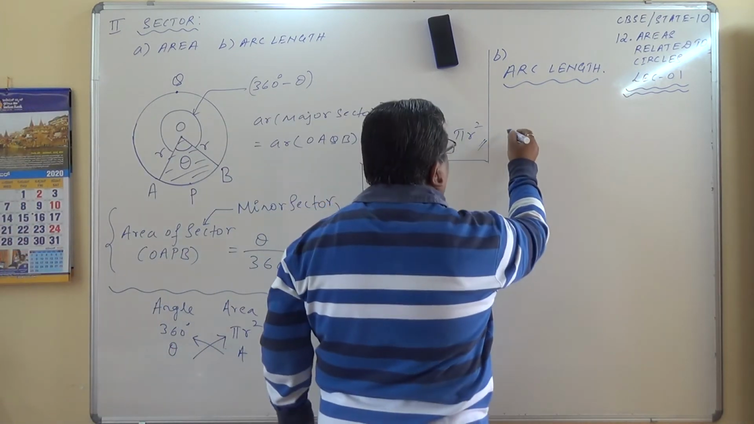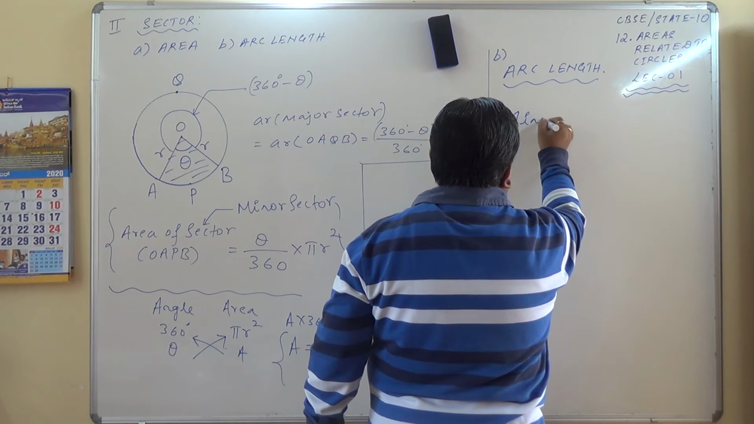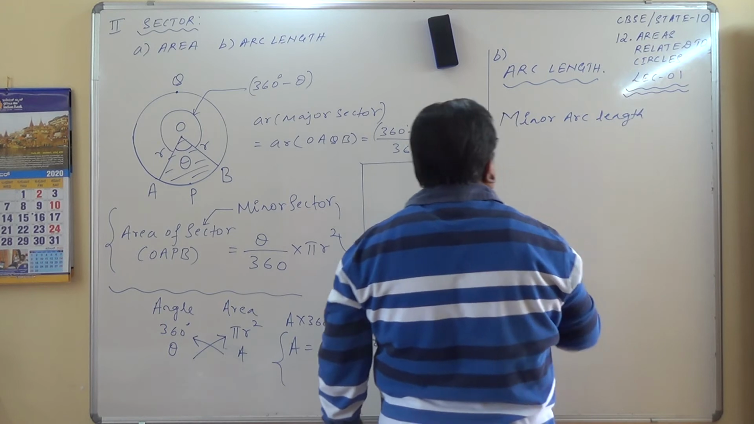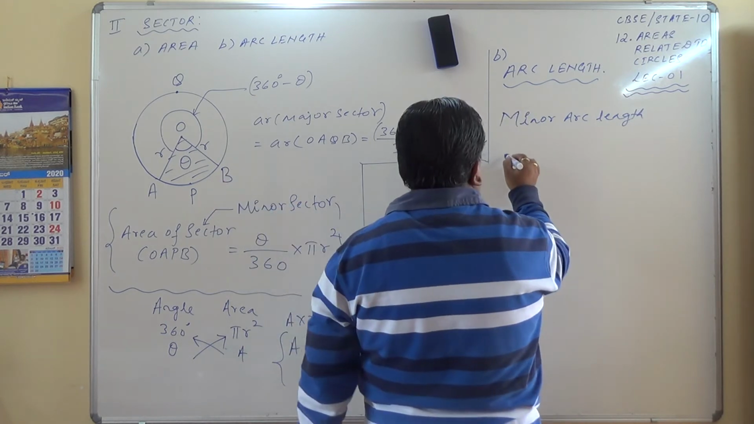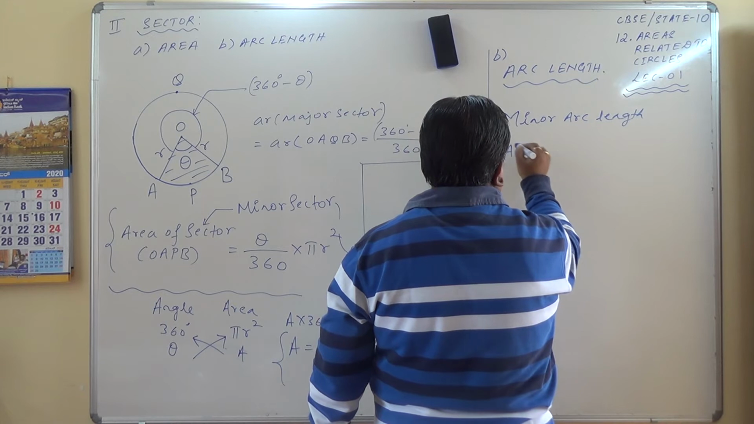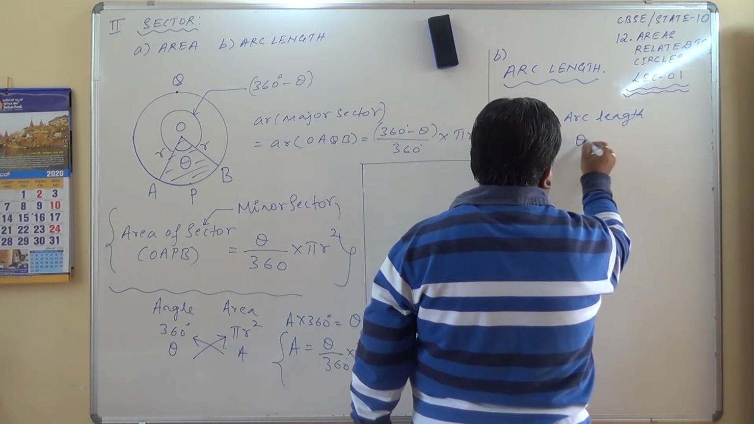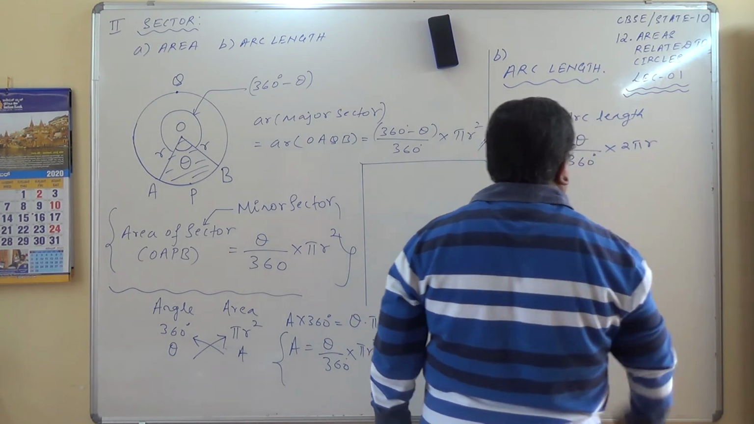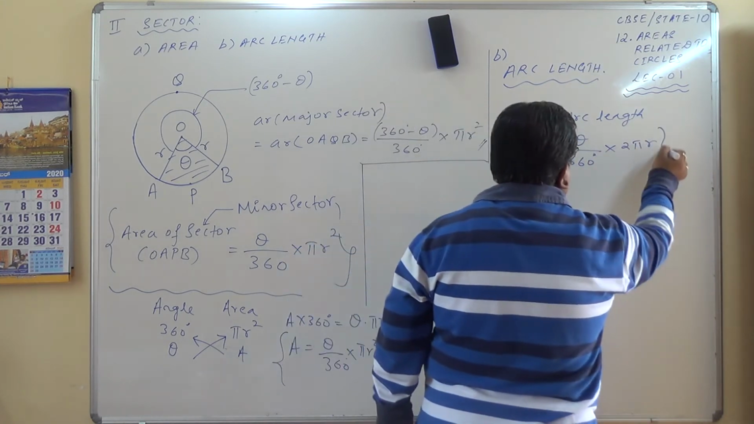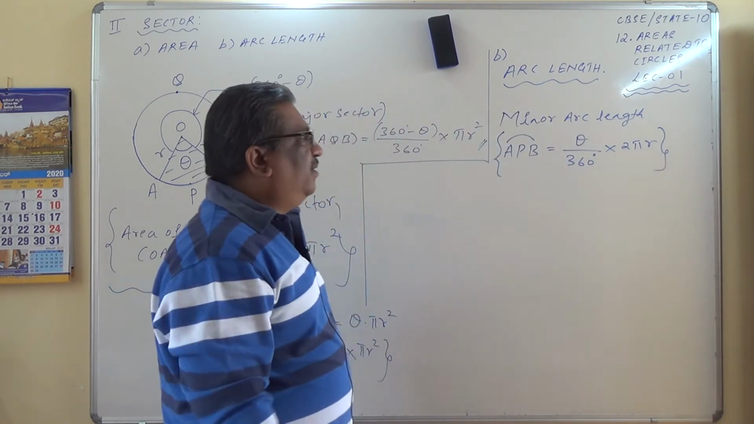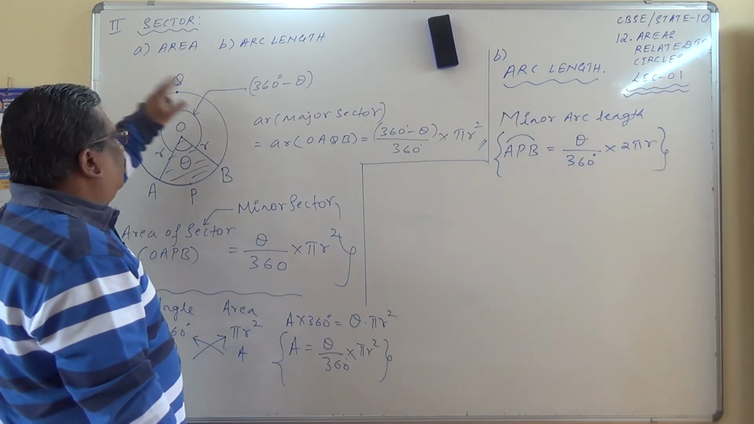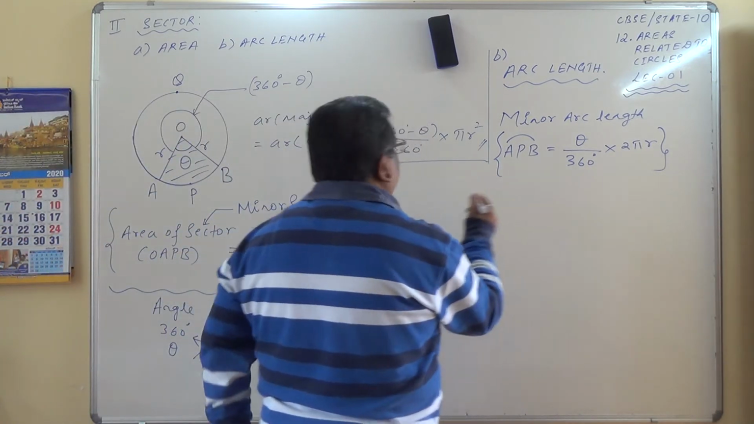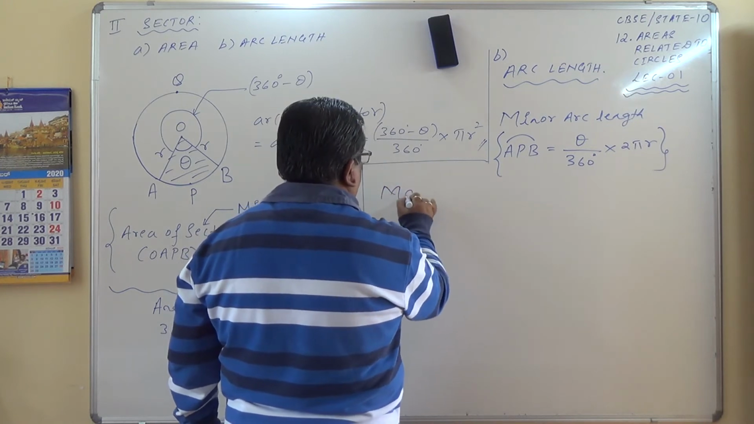So minor arc length is given by APB, which is equal to theta by 360 into circumference 2 pi r. So this is the formula. How do you get it? By unitary method. For 360 degrees, 2 pi r is the circumference. For theta degrees, how much it is? Theta by 360 into 2 pi r. Similarly, major arc length.